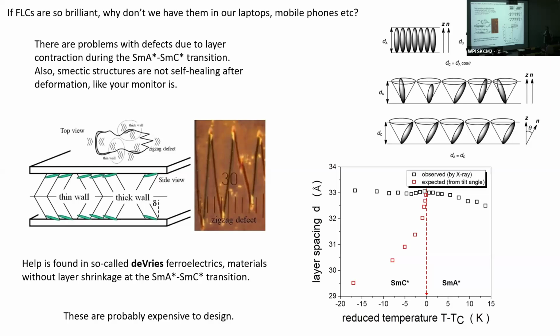There are ways around this. The so-called de Vries ferroelectrics have been developed that show no layer shrinkage when you go through the transition. In a sense, they are already tilted, but in all directions, and then they only tilt in one direction when they go from smectic A to smectic C, and your layers are basically constant. But I presume that these are very expensive to design and to make.